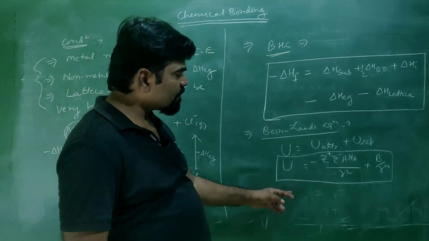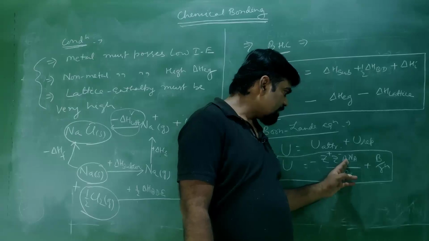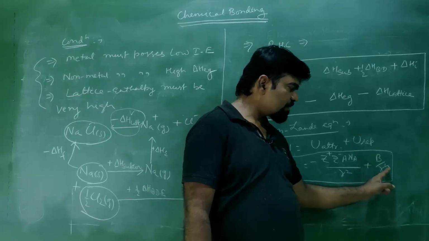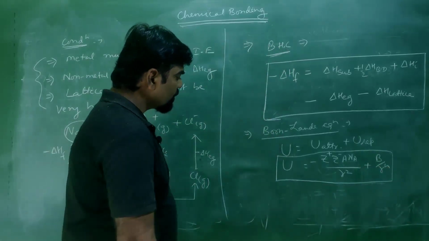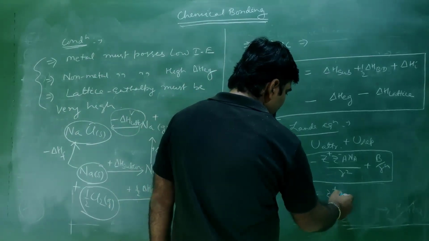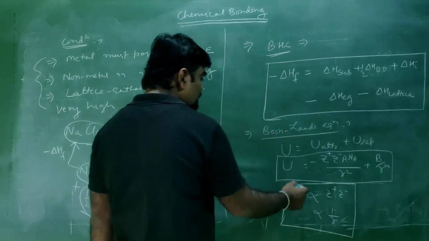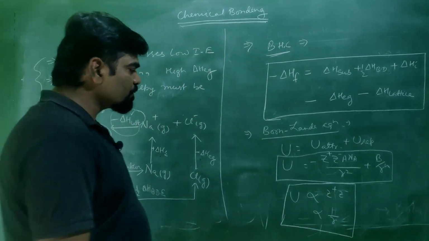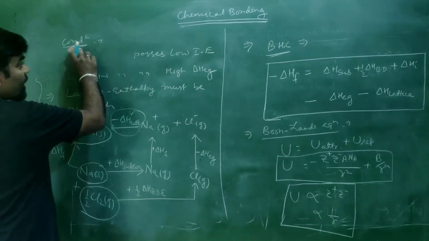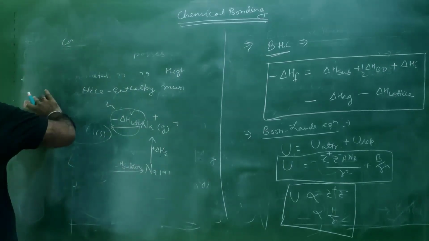Here Z plus and Z minus are the charges on the cation and anion, R is the ionic distance or ionic radius, A is a constant known as the Madelung constant, B is a constant which is the repulsion coefficient, and N is the Born exponent. From this relation, U is proportional to Z plus and Z minus, and inversely proportional to radius. So by using Z plus and Z minus, we can find out which will have a high value of lattice enthalpy and which will have a low value.